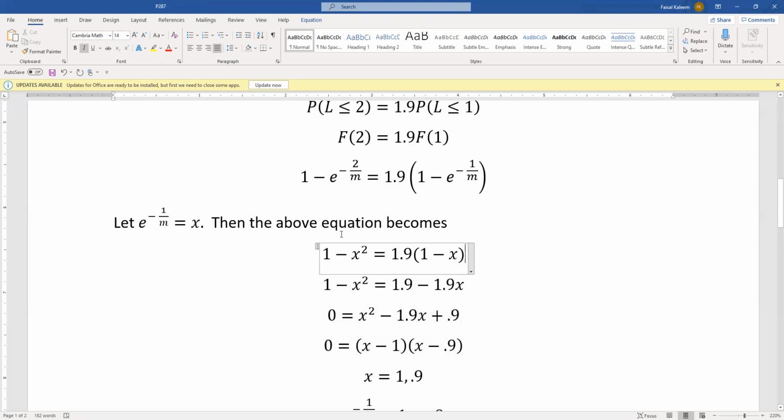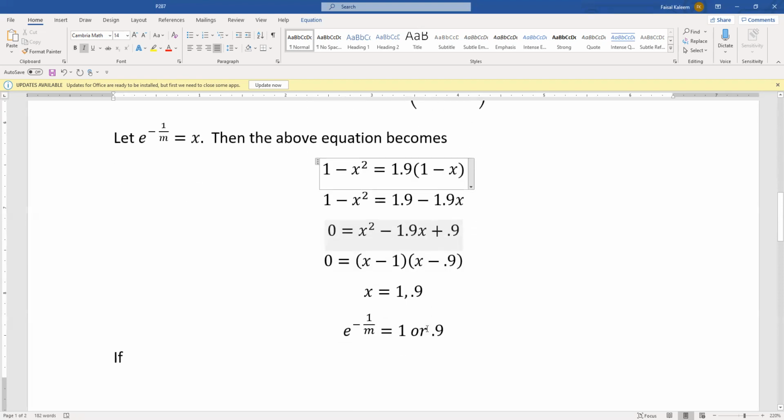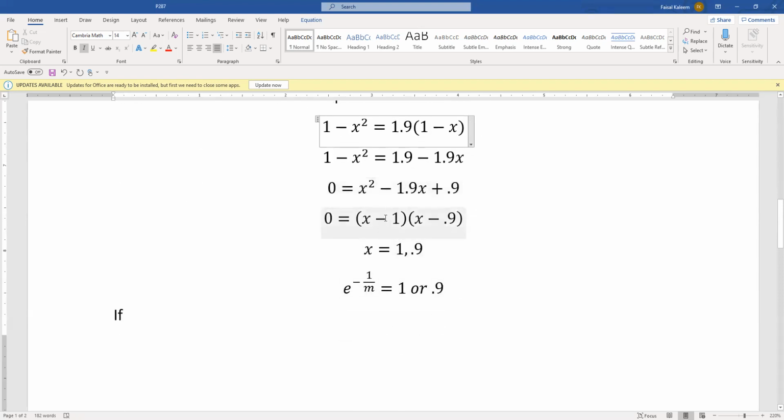Remember, you won't always have a 2 and a 1 here. And that's the only situation where a factor from here will cancel out with this factor. Normally, this is the situation that's going to happen. So this gives x equals 1 or x equals 0.9 after factoring. And as I said, if you don't see the factoring, you can do the quadratic formula.